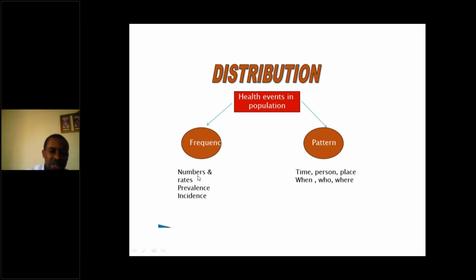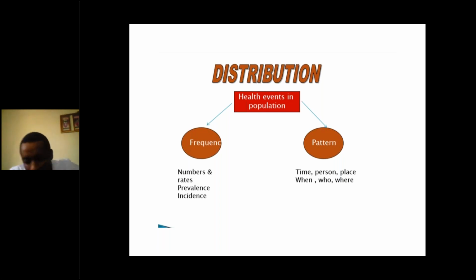Now, what is the frequency? The frequency talks about the numbers and the rates: the prevalence, the incidence, the number of people coming out with the disease, the rate of people.